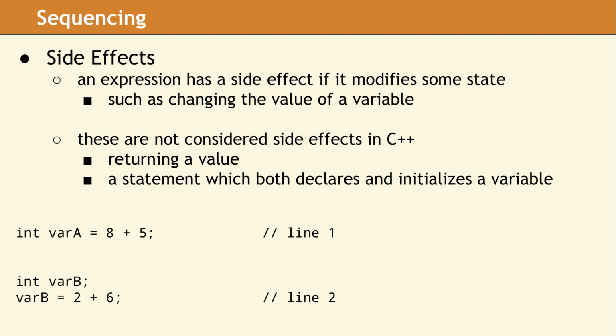By definition, the expression 8 plus 5 does not produce a side effect, since all it does is compute the value 13. The code on line 1 initializes a variable at the same time it is declared. Since var a is initially constructed with the value 13, this statement does not modify any existing data, so it is not considered to have any side effects. In the declaration of var b, the variable is not initialized. The assignment on the following line changes the state of an existing variable, namely var b, and therefore this assignment expression does have a side effect.